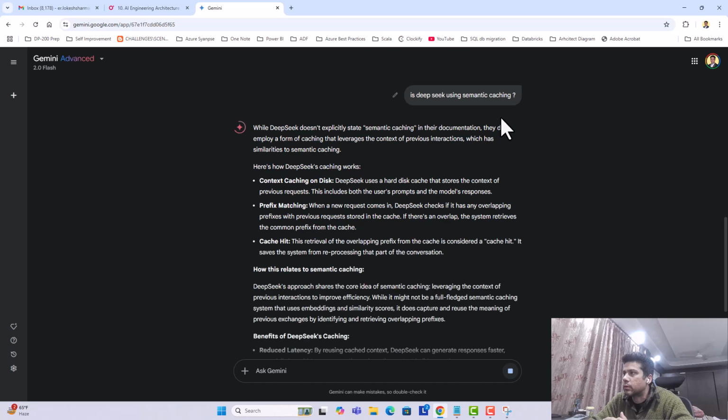They do also employ a form of caching that leverages the context of previous requests, which has similarities to semantic caching. Here's how caching works.